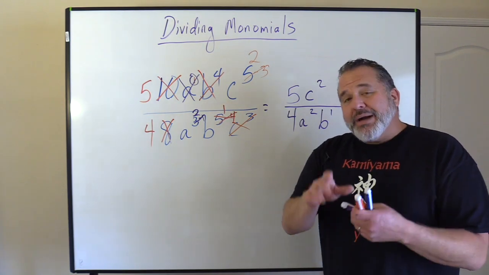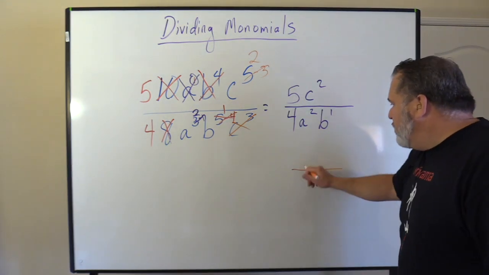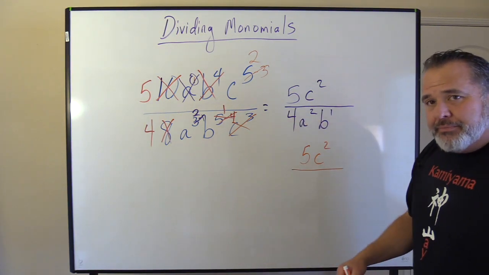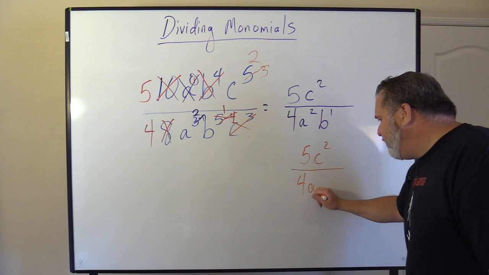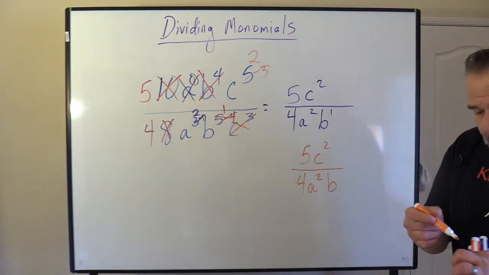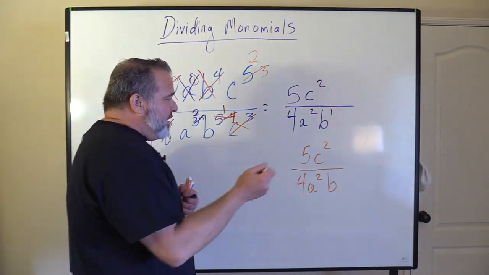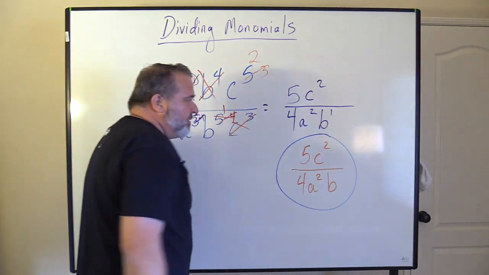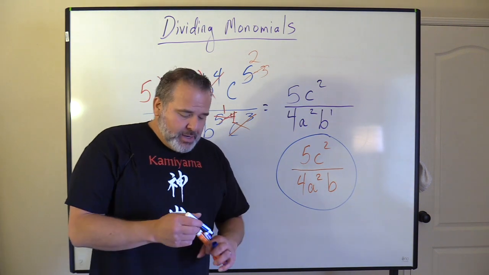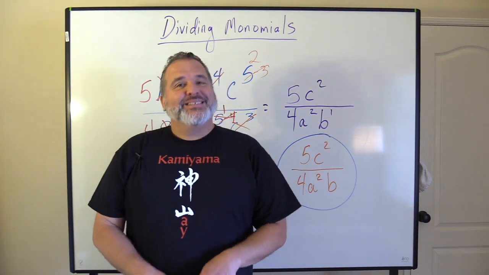Okay, so I'm going to rewrite my answer correctly. And this is the way it's going to be written correctly. Take a look. On top, it's still going to be 5C to the second power. That doesn't change. But on the bottom, it's going to be 4A to the second. Do I have to write the 1? No, you don't. That's the part you don't need. So to write it in simplest form is when you write it with the least amount of ink. And so my answer is right here. 5C to the second over 4A to the second times B. All right. Now, was this hard? Yeah. Confusing? A little bit.